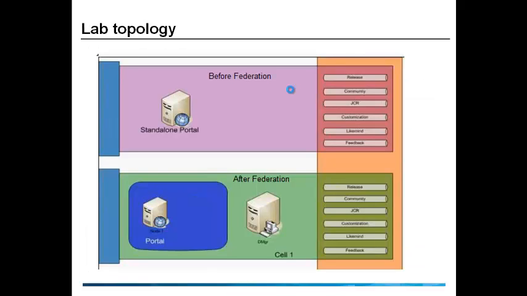Before federation, the typical portal server looks like a standalone portal server, as you see in the before federation section of the diagram. After federation, the portal looks like the one below. The portal is there, the deployment manager is there, and the database is there. Once federation is done, the portal becomes a node and a node agent is generated, and the deployment manager communicates with the portal through the node agent.